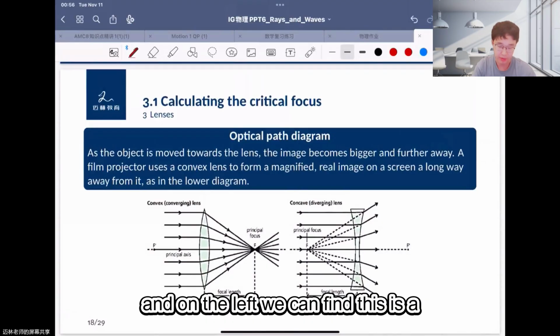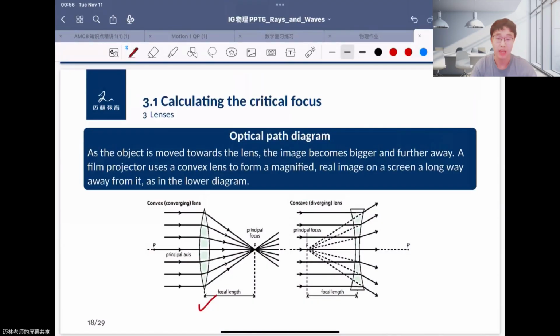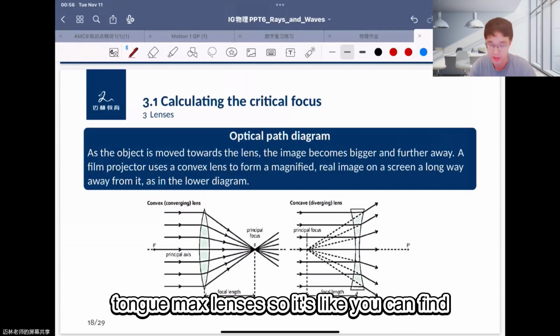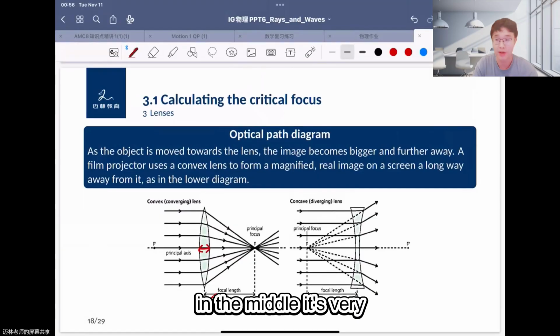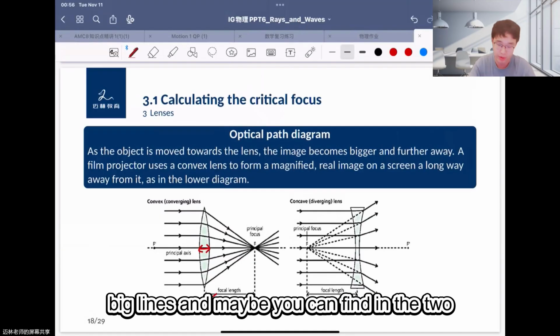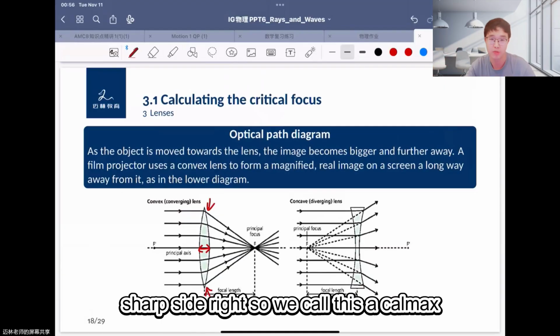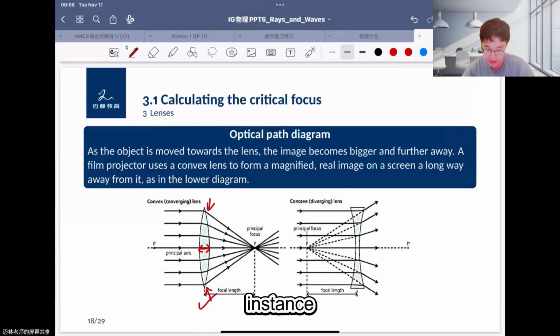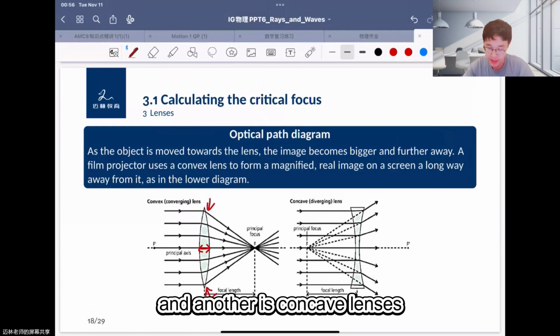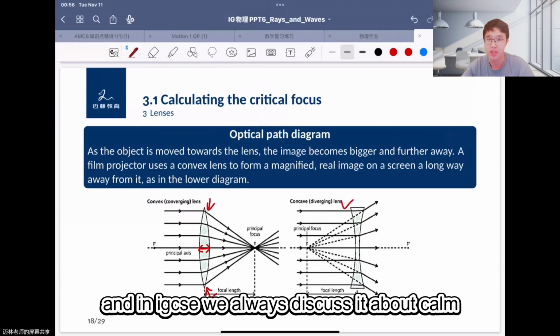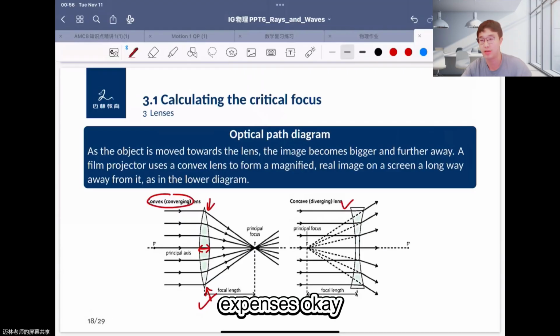On the left, we can find this is a convex lens. In the middle it is very thick, and on the two sides the lens has a very sharp edge, right? So we call this a convex lens. And another is the concave lens, okay? And in IGCSE, we always discuss convex lenses, okay?